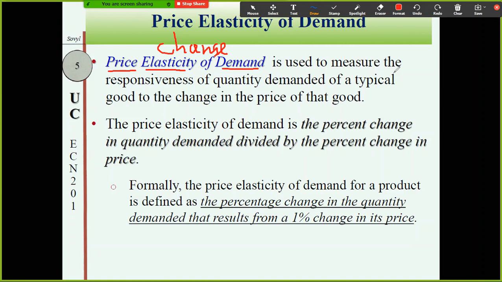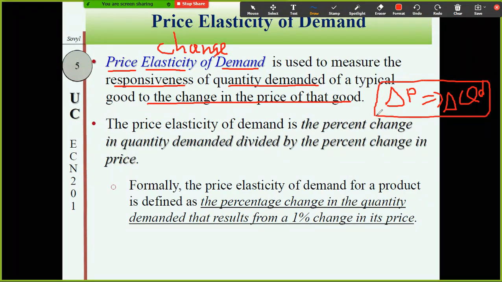It is used in order to understand the responsiveness. What does responsiveness mean? The reaction of quantity demanded to the change in price. When the price changes, what is the reaction of the quantity demanded? Quantity demanded also changes. This is the reaction. So this is price elasticity of demand. That means price makes demand change. Price change demand. I change you. Okay.